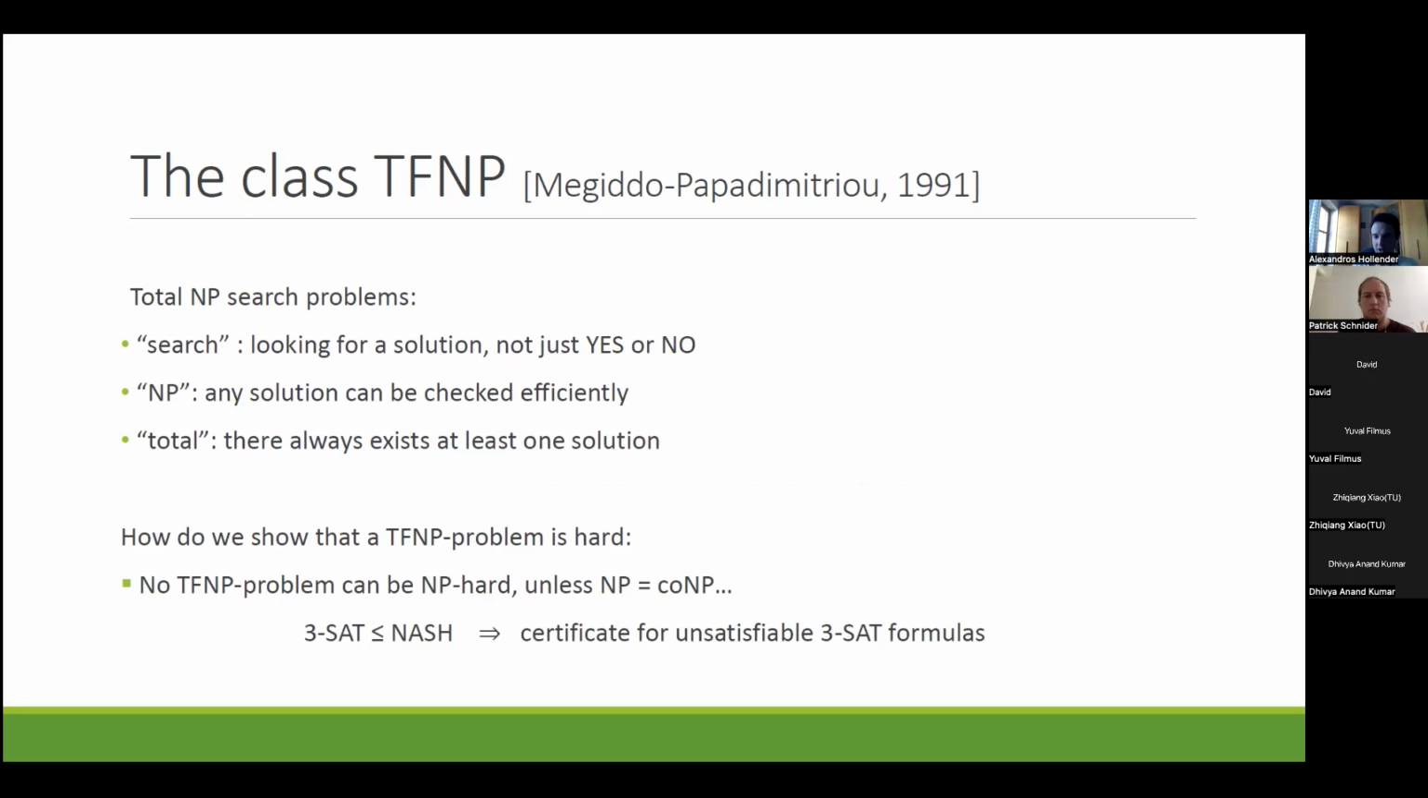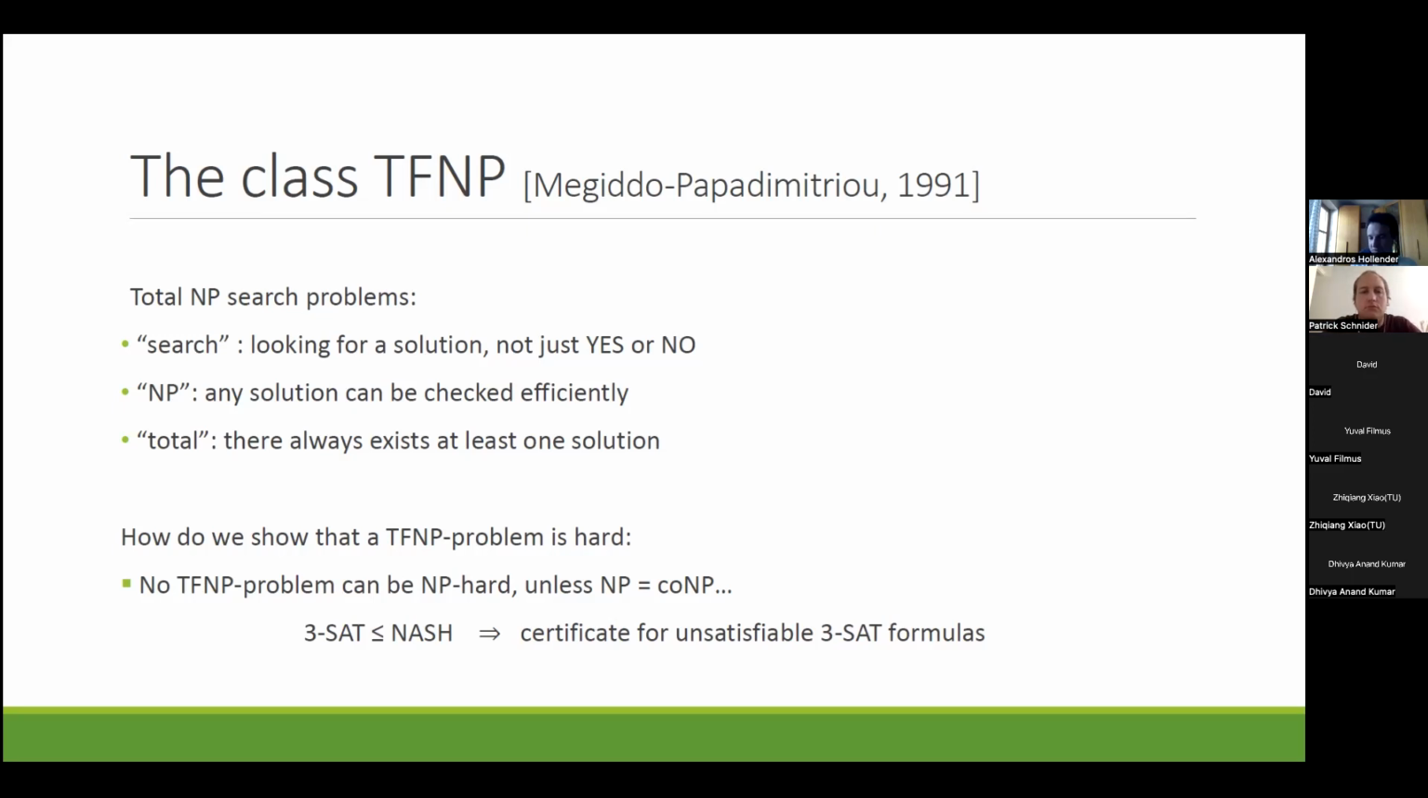Let's say that somehow you were able to prove that some TFNP problem, for example the Nash problem, is NP hard. In other words, let's say you were able to provide a polynomial time reduction from the 3-SAT problem to the Nash problem. You could then use this reduction to obtain certificates even for unsatisfiable 3-SAT formulas, meaning that even for 3-SAT formulas that do not have any satisfying assignment, you would be able to come up with a short certificate that efficiently proves that the formula does not have a satisfying assignment. And this then immediately implies that NP equals co-NP.